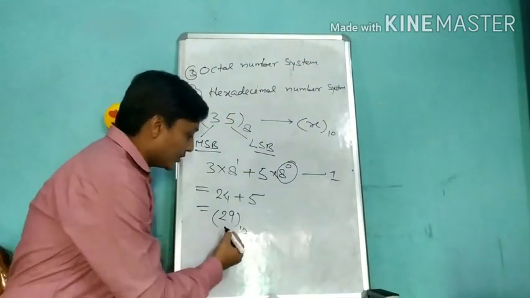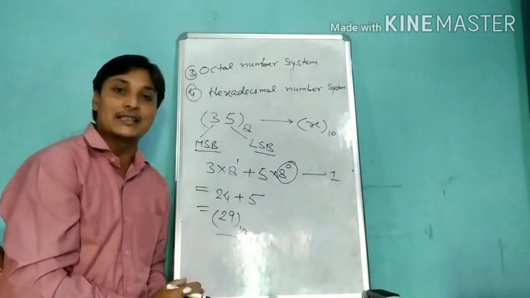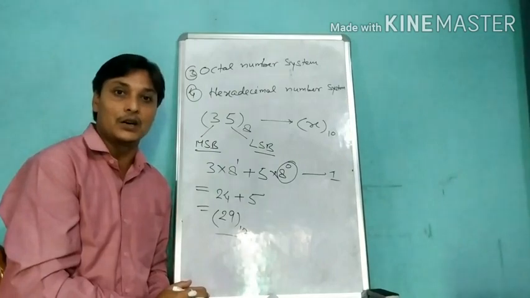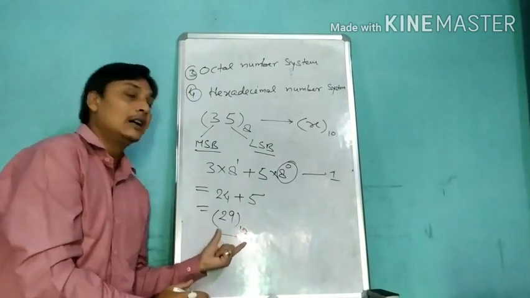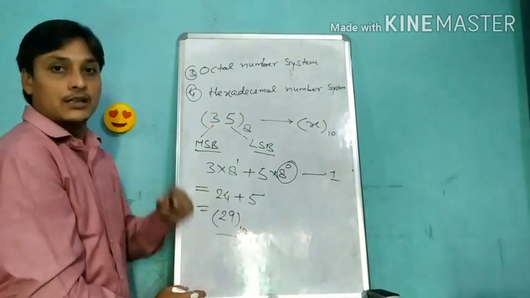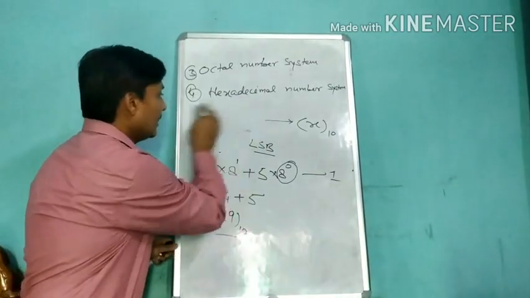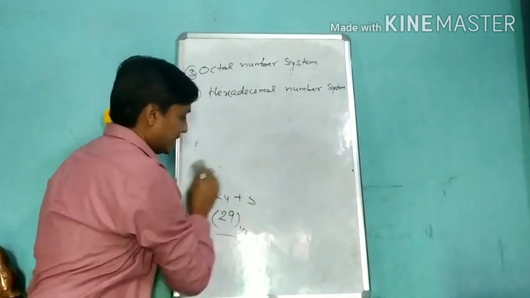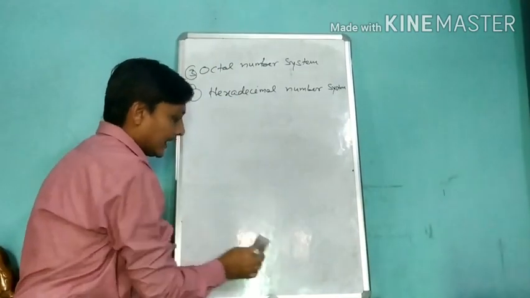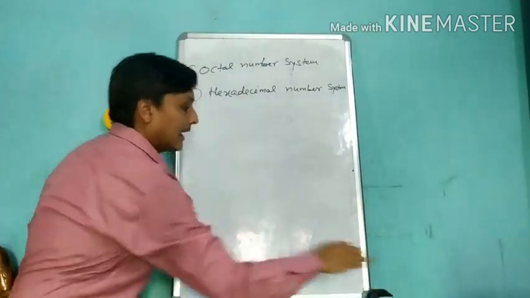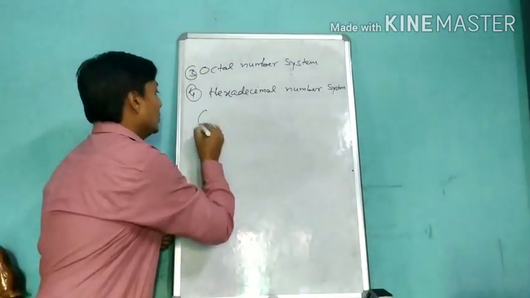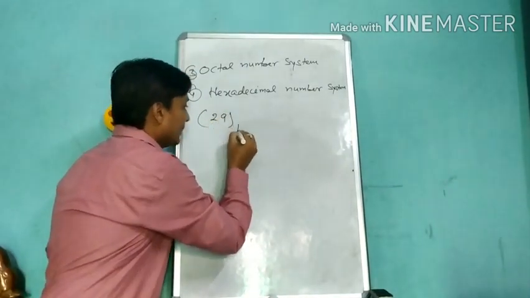So I am telling you, now convert 29 base 10. This is your decimal number. Convert this number into octal. So student, pay attention. We have 29 base 10, which means it's your decimal number.